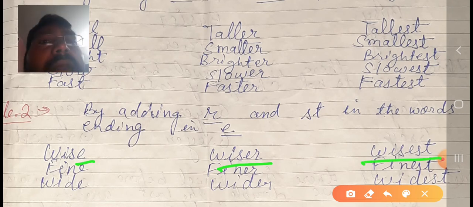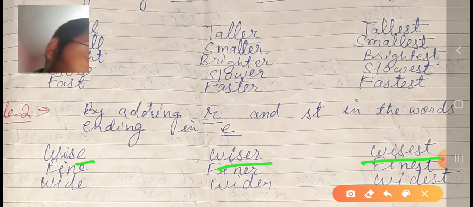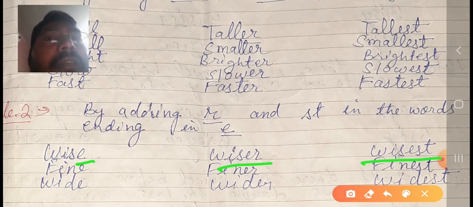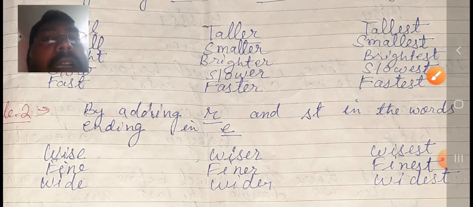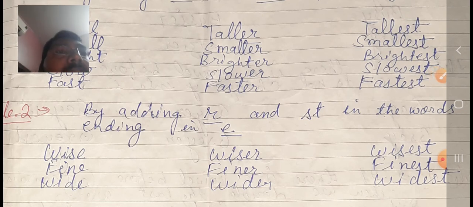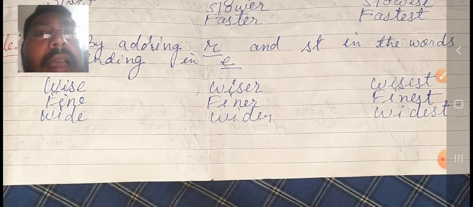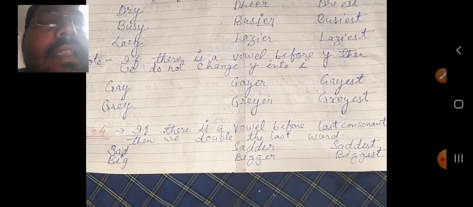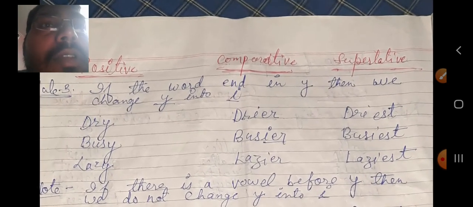So there are certain words that end in E. If you find such a word and you need to make comparative and superlative degrees, then you can add R and ST to get the pertaining comparative and superlative degrees. For example, fine, finer, finest; wide, wider, widest. Is that clear? This is rule number 2. Now come to rule number 3.